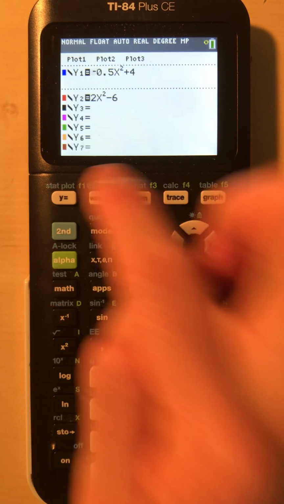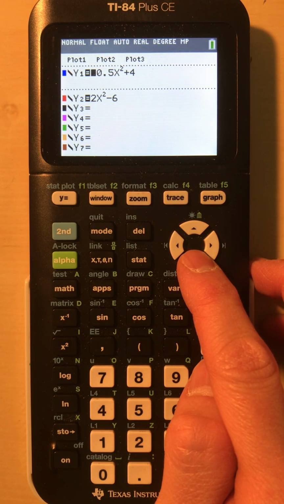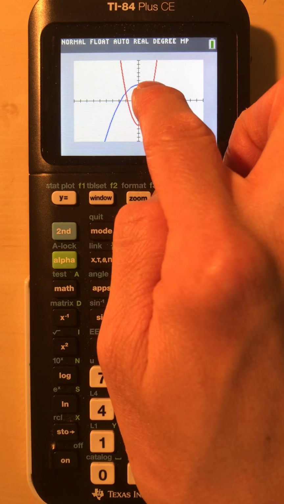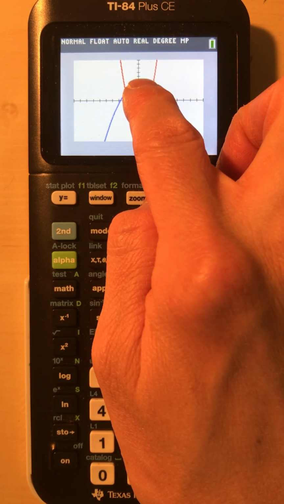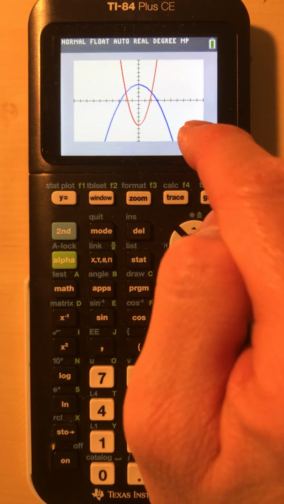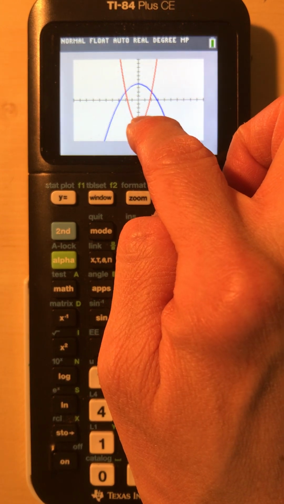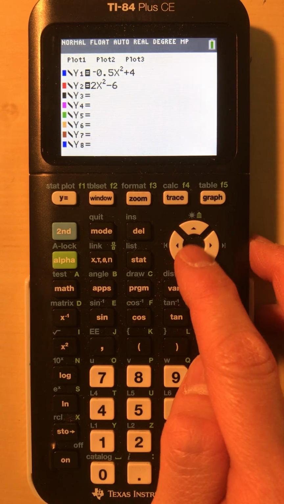Okay, so go back. In class we said we just need to shift that vertex. The blue graph has a vertex of 0, 4. Let's make the blue graph have a vertex of 0, negative 7. So we shift it down so it doesn't intersect the red graph anymore. So what does that look like?